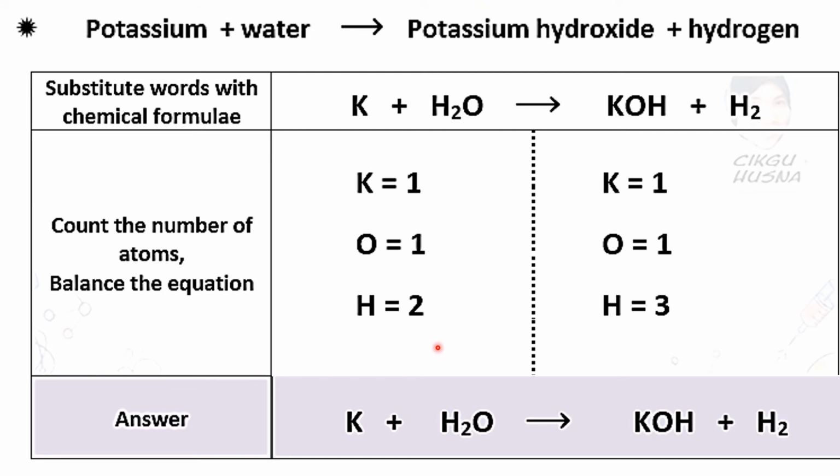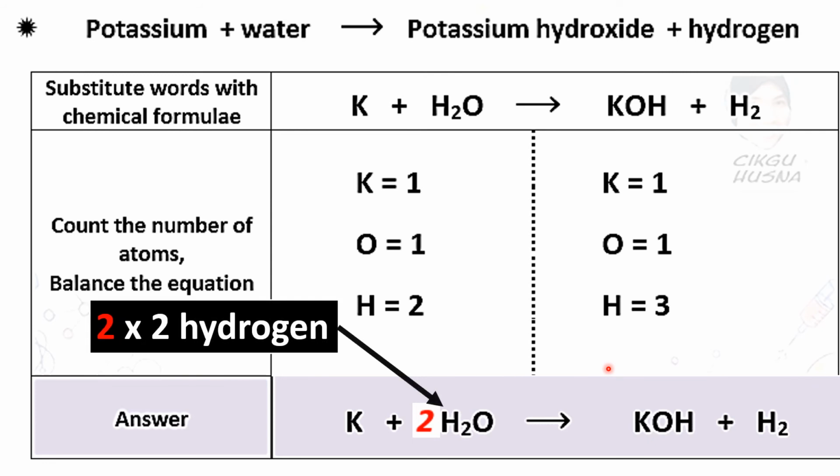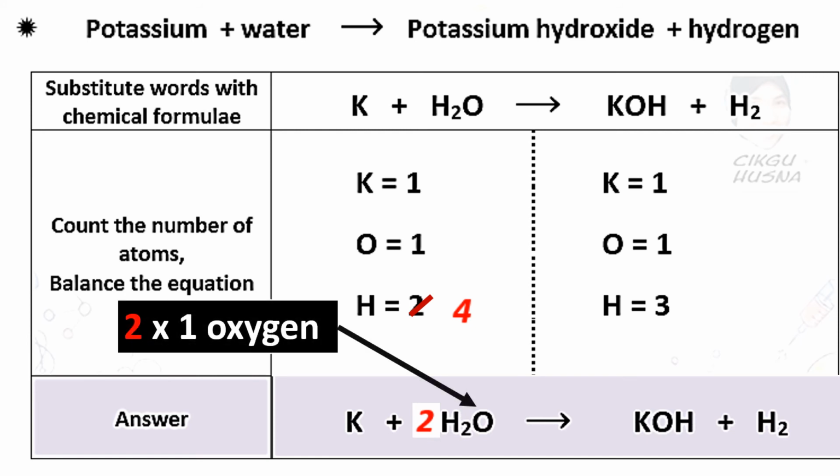So let's try to multiply with the number 2 first. So I will try here. I will put number 2 here. Okay, when I put the number 2 here, it means this will multiply with this whole compound, which is hydrogen and also oxygen. So 2 times 2 hydrogen will give us 4. So we change that, H equal to 4. And then this 2 will also affect the oxygen. So oxygen is 2 times 1 oxygen will give us 2. So I'll change that to oxygen.